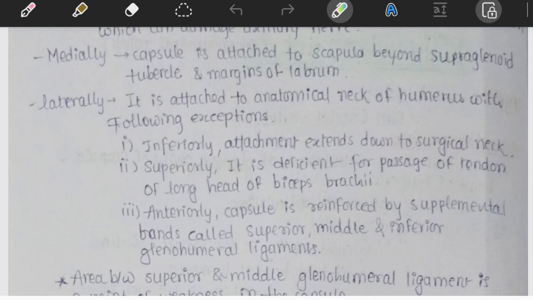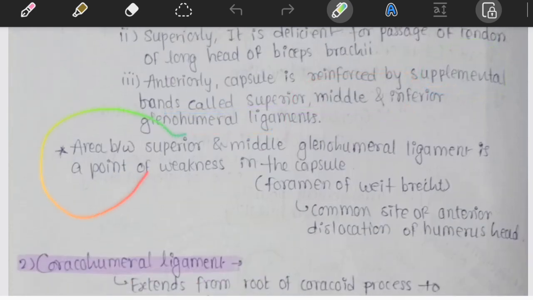Anteriorly, the capsule is reinforced by supplemental bands called the superior, middle and inferior glenohumeral ligaments. The area between the superior and middle glenohumeral ligament is the point of weakness in the capsule, the foramen of Weitbrecht. This is the common site for anterior dislocation of the humeral head. This is another favorite exam question. This gap is called the foramen of Weitbrecht.